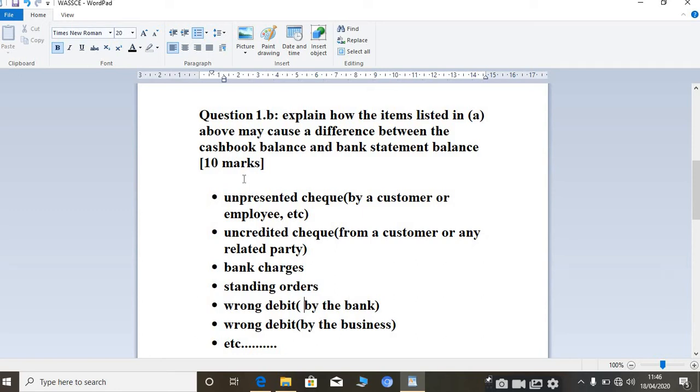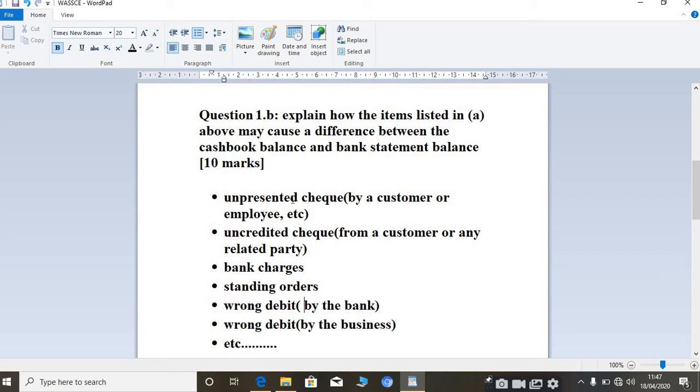When we see unpresented check, it's a check that the business has issued out from their business to either a customer or employee for withdrawal, but the person has not presented it to the bank for withdrawal. Okay, so that is the explanation for unpresented check. So how can unpresented check bring about the difference between the bank statement and that of the cash book balances?